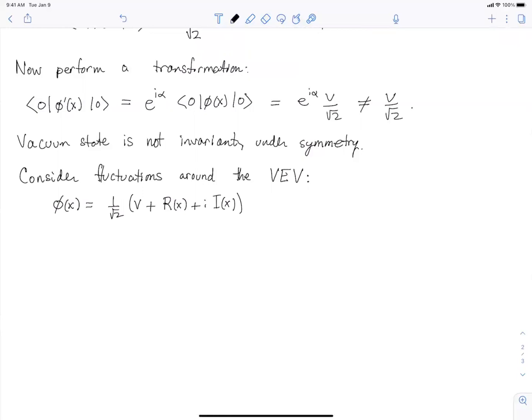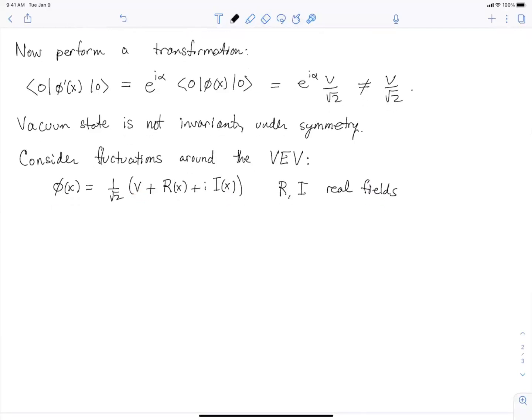Okay, so R and I here are both real fields. What I've done is I've just expanded my general complex field as a real part plus an imaginary part, but also separating out the vacuum expectation value part. Okay, and then I can do the complex conjugate of that. We're assuming that V is real, and so all I get from the complex conjugate part is that the coefficient of the real field I of x gets a minus sign.